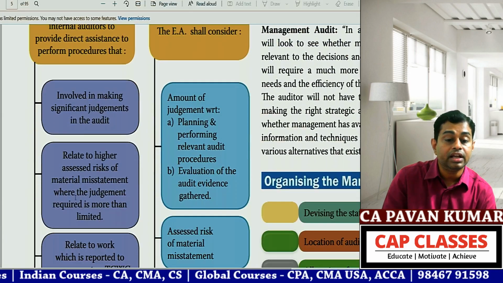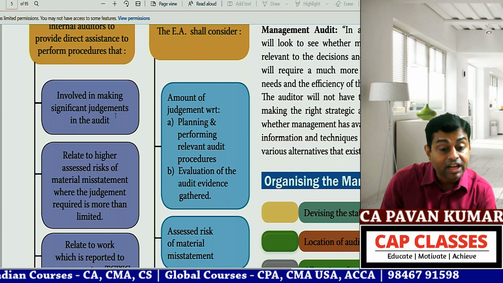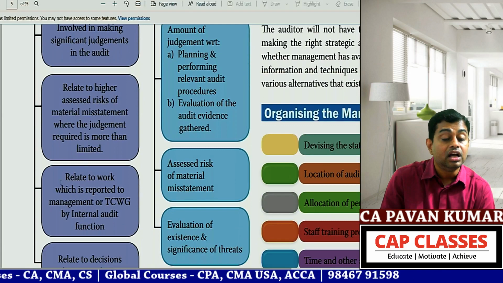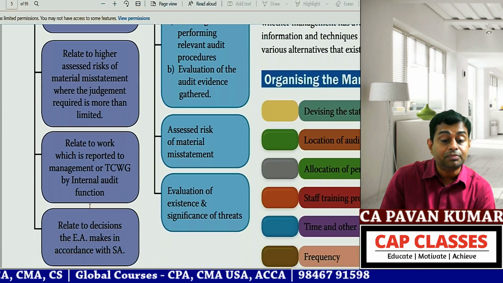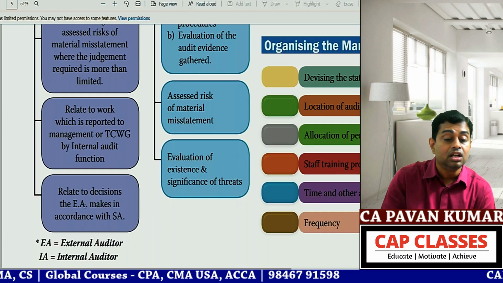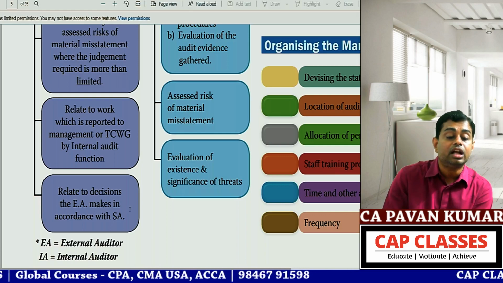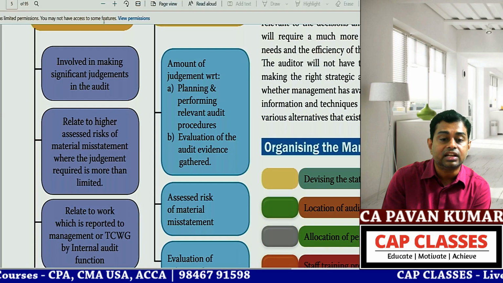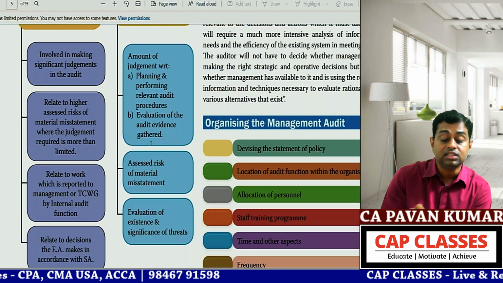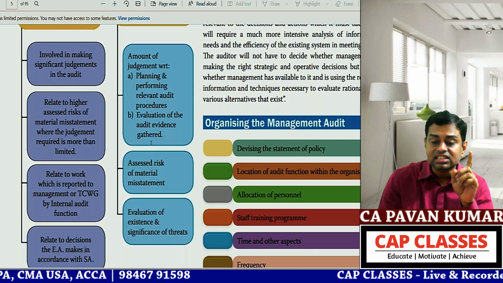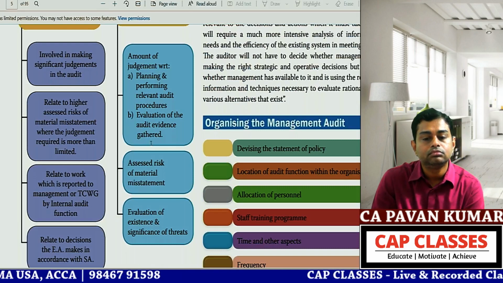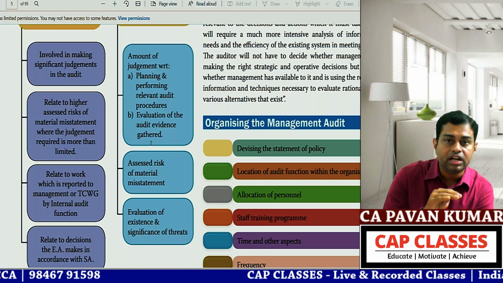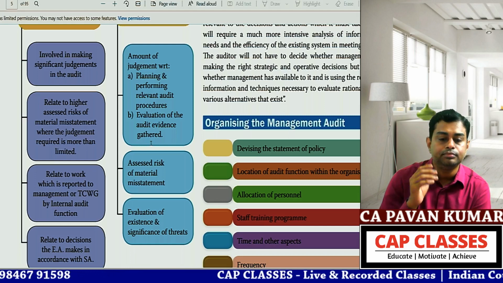So, read here. That involve making significant judgments about the audit, relating to higher assessed risk of material misstatement, relating to work which is reported to management or those charged with governance, relating to decisions the external auditor makes in accordance with standards on auditing. So these four areas are there, no? Left side four areas are there. So in these four areas, is direct assistance allowed or prohibited? Hello? In these four areas, is direct assistance of the internal auditor in the external audit allowed or prohibited?